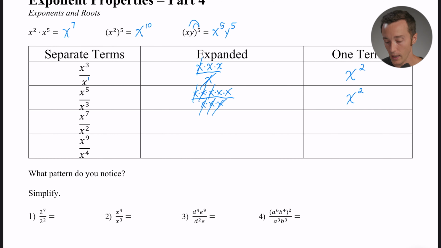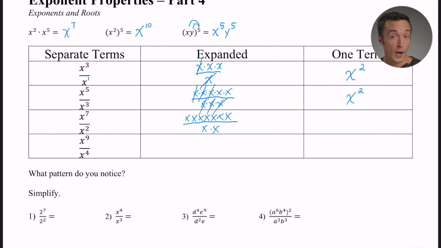Okay, so we're going to try to find a pattern from how we go from that first column of those separate terms. What would be a rule that we could use to get to one term? Because it'd really be nice to skip this step in the middle. We've only got a couple more. How about one like x to the 7th over x squared? So that would be 7 x's up top. 1, 2, 3, 4, 5, 6, 7. And then 2 in the denominator on the bottom.